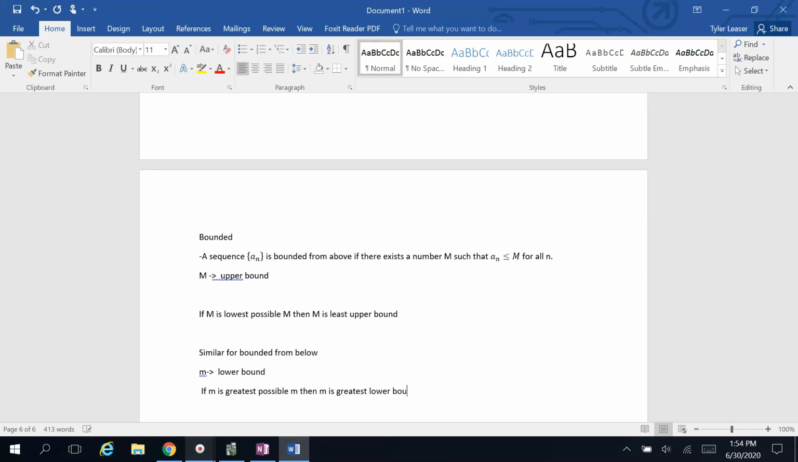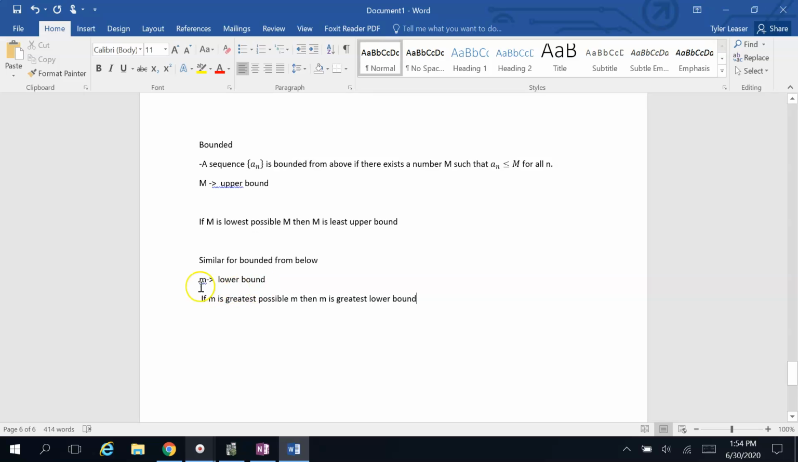Lower bound. Oh, geez, sorry. I don't mean to keep saying upper bound. Little m is the lower bound. This is the value that your sequence cannot go below.